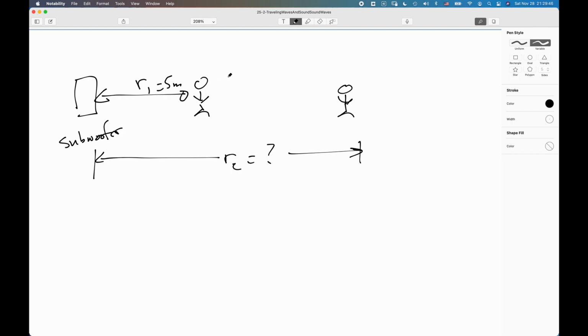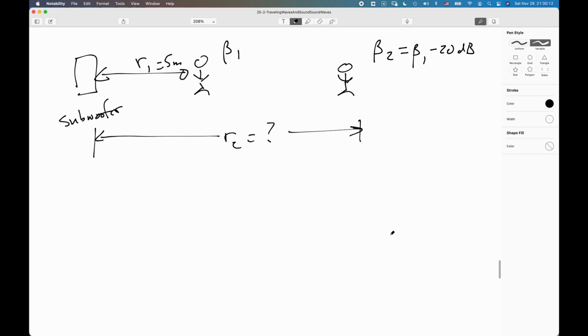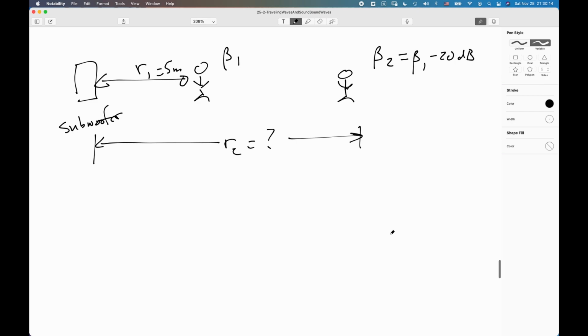And so that means that here the intensity level is some level beta 1, which I don't know what it is. Now I want to know how far away should I stand so that the intensity level I hear is 20 dB less than what I had before. So to hear a drop of 20 dB, how the heck would I go about doing that? That one might seem absolutely awful. So this is basically amounting to saying that I want beta 2 minus beta 1.